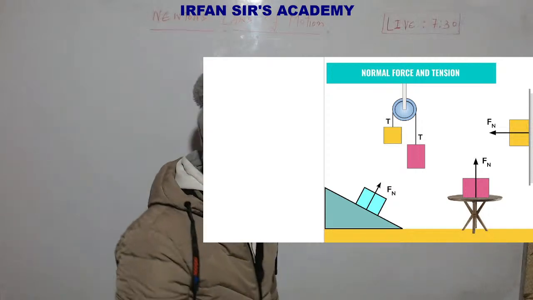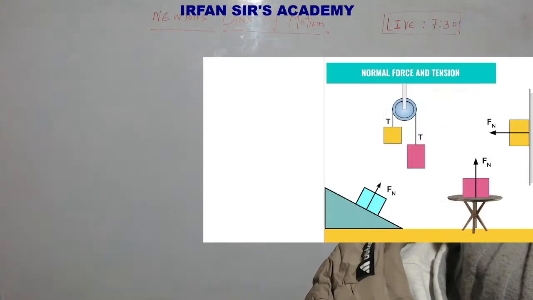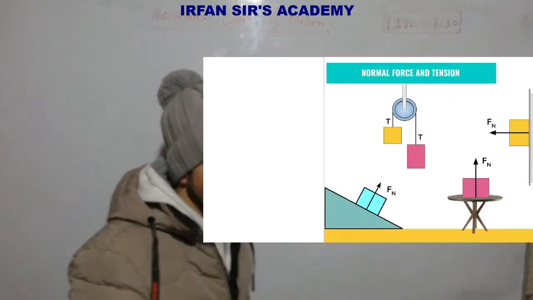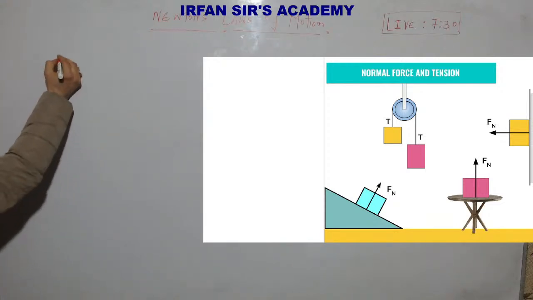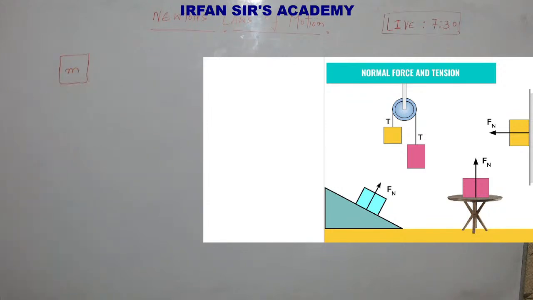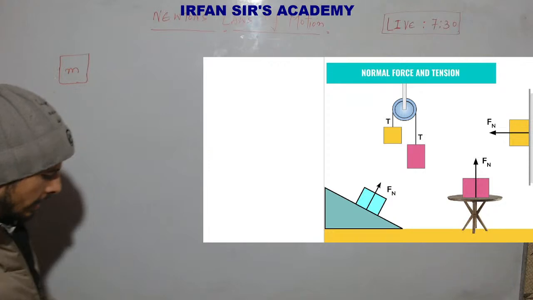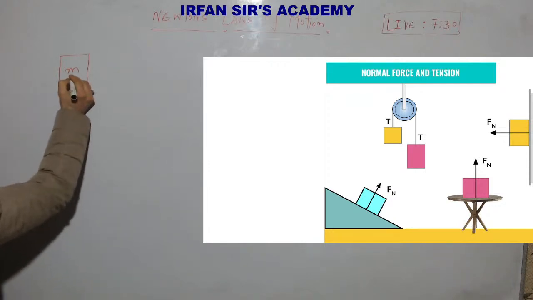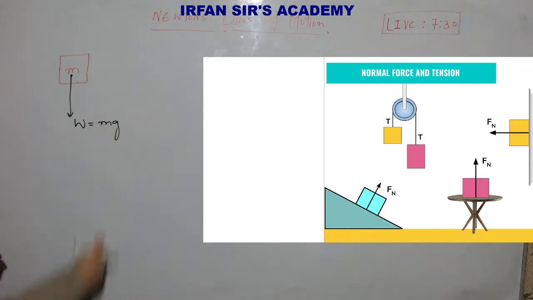Okay, so let's start. First of all, we will discuss what are the different forces acting on a body. We know that if there is a block, suppose this is a block, it has some mass, suppose mass m. What is the force acting on this body? You will tell the force acting on this body is W equal to mg. That's the weight.